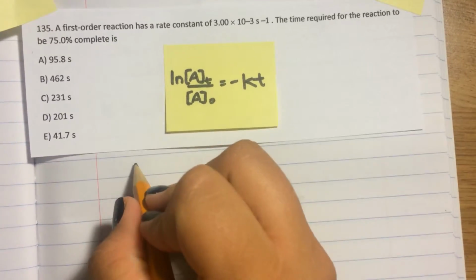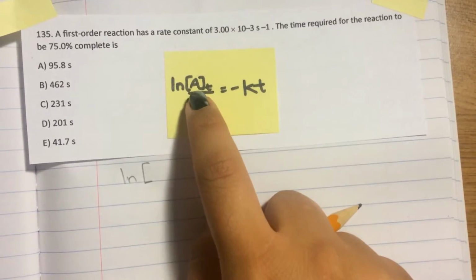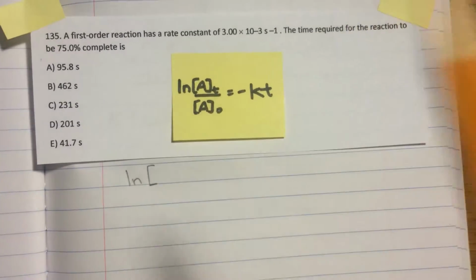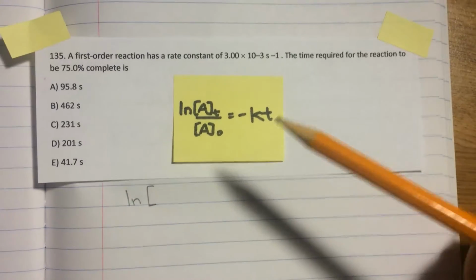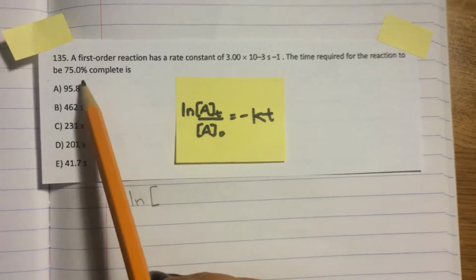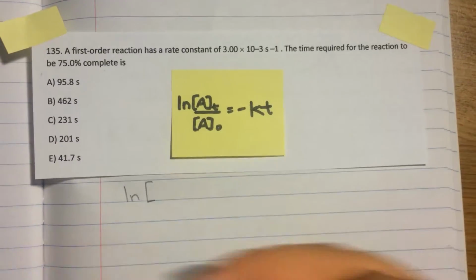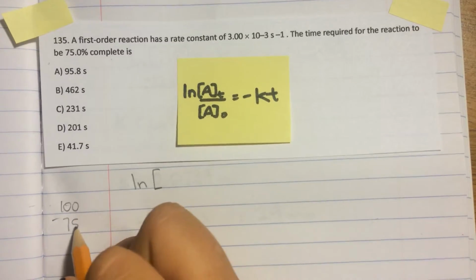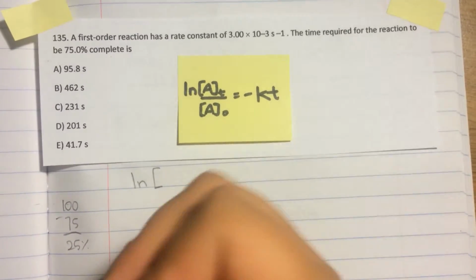So we have the natural log of our final concentration, which we're going to have to figure out because we're not really given the information straight away. So the reaction is 75% complete. So I'm looking for what is incomplete. So we have 100 minus 75, which gives us 25% still incomplete and still there.